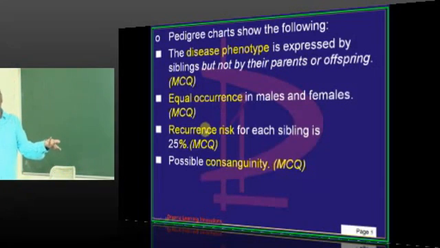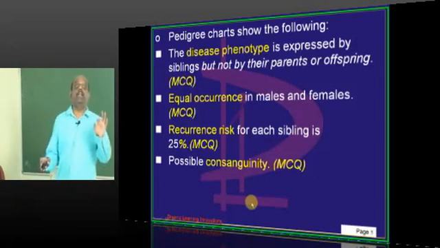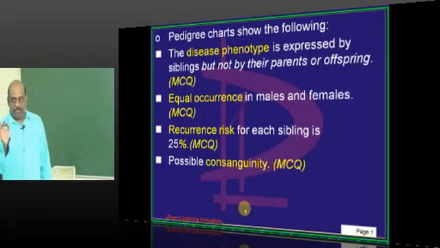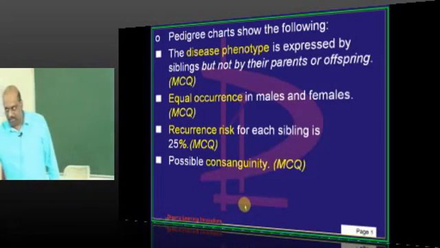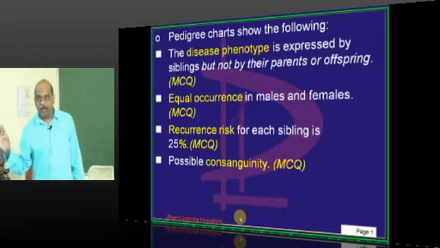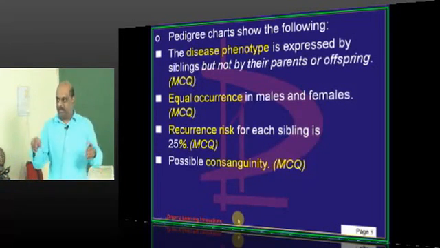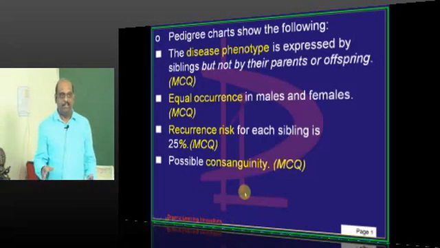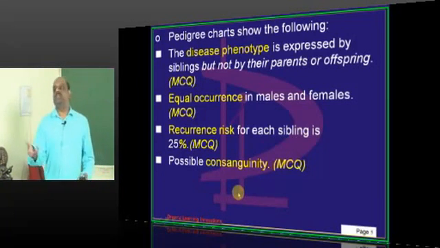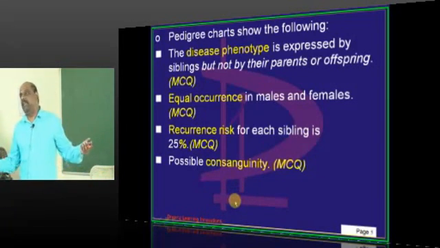Since it is autosomal, males and females are equally affected. Recurrence risk is how much for each sibling? One of the favorite questions of the examiner. 25%. This 25% is the autosomal recessive recurrence rate. Many times asked in exams. How did it become 25%? Just put that relaxedly and check how it became 1 out of 4. So, consanguinity. These are the things in the pedigree.